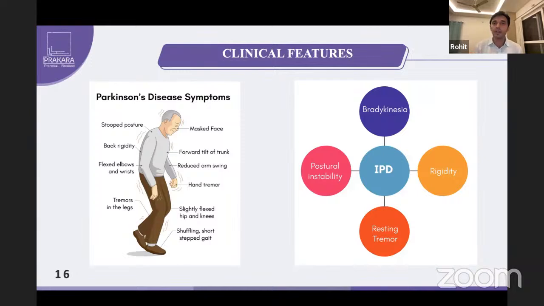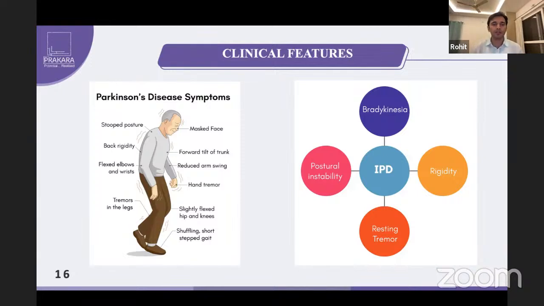But there can be certain non-motor manifestations also, which are less recognized, but they can be more or equally debilitating, and they tend to occur earlier than the motor manifestations. So once we identify them, we have a window where we can diagnose these patients early and probably treat them better even before they start developing any symptoms.